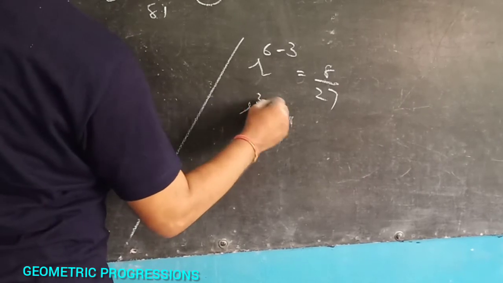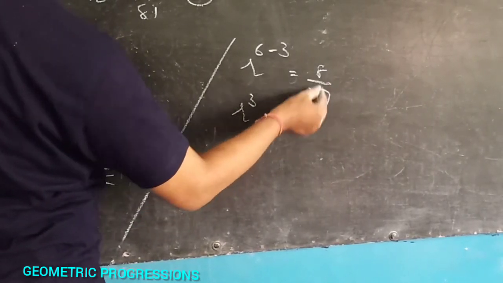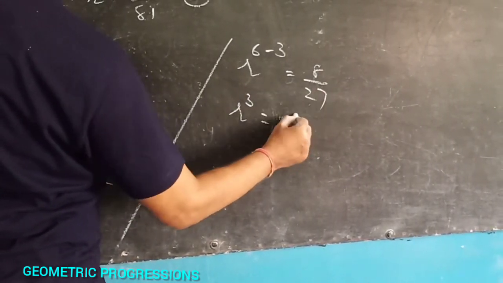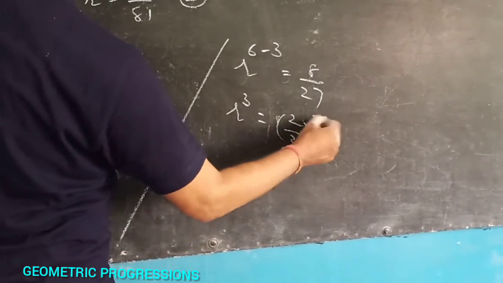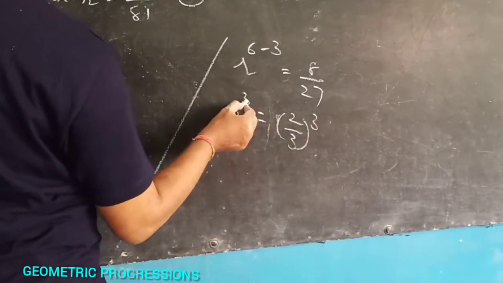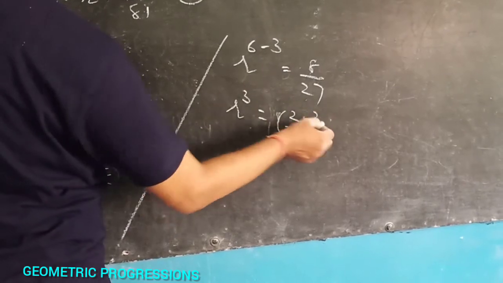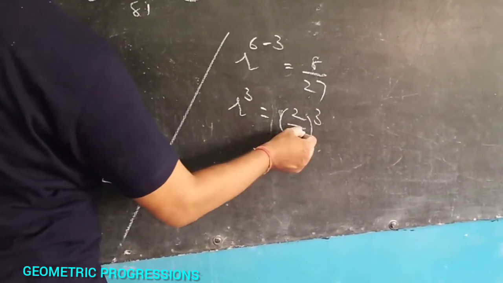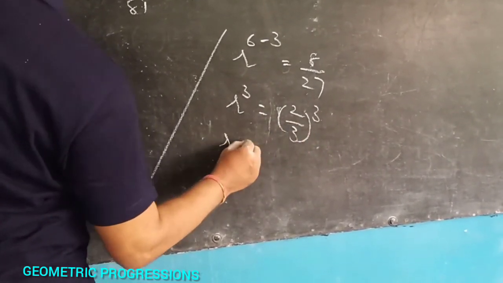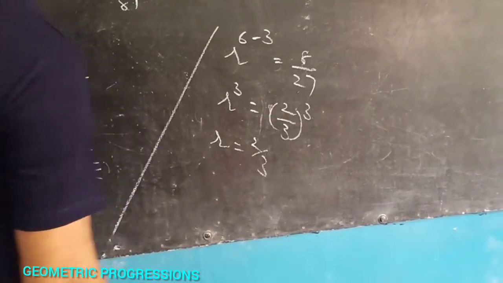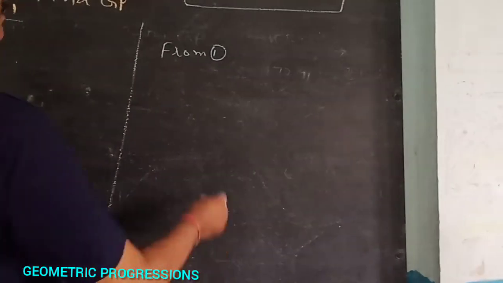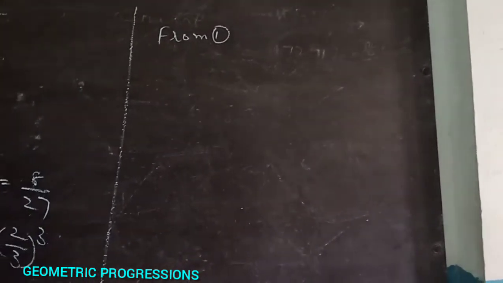R cube is equal to 8 by 27, which in cubic form is 2 cube by 3 cube, that means 2 by 3 whole cube. So here the exponents are equal on both sides of the equal symbol, so the bases are also equal. R is equal to 2 by 3.